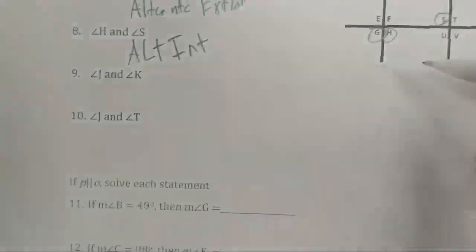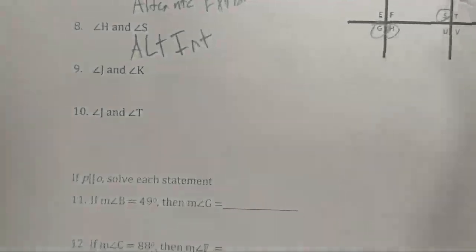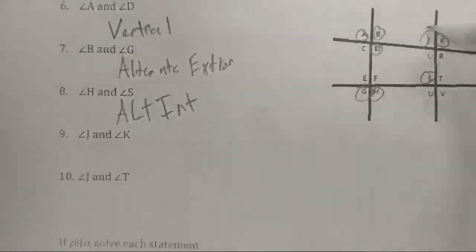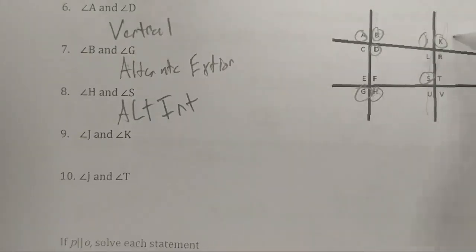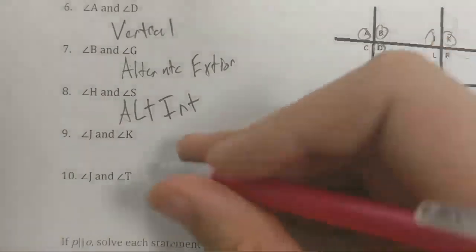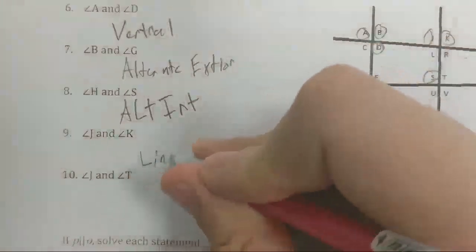J and K. So what is angle J and what is angle K? Angle J is here. Angle K is, where are you, angle K? Oh, it's right next to it. So angle J is up here, angle K is up here. Because they're both on the same line and they're making a straight line, that is a linear pair.